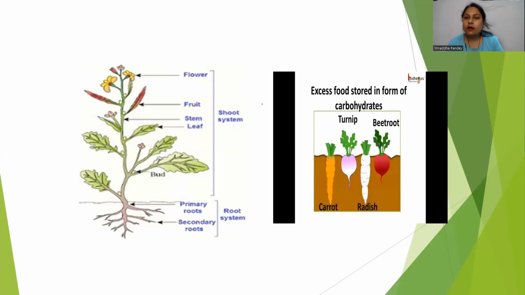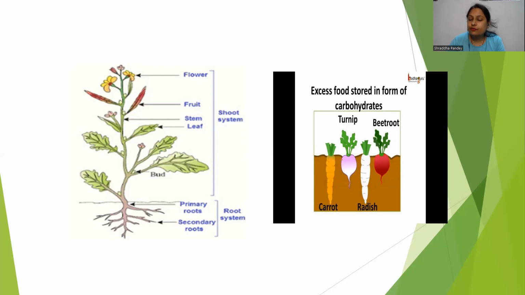So, for roots, we have seen two functions: anchorage and the transportation of water and minerals. What is the other function of roots? It is storing food. I have told you that the leaf prepares the food and converts it into starch. That starch is stored in different parts of the plant, in the flowers, in the fruits, in the stem, and in the roots. So roots also store food.